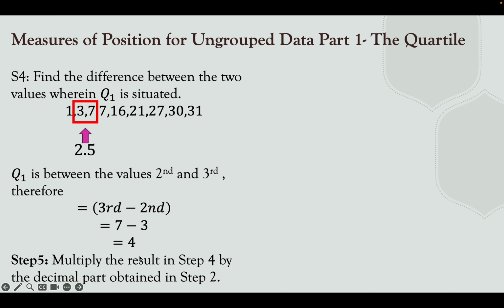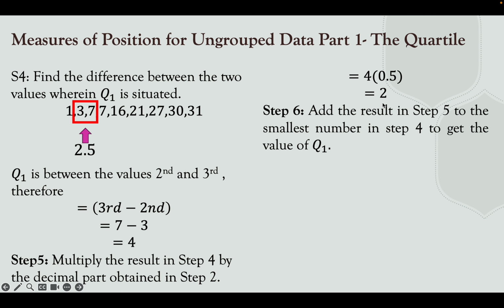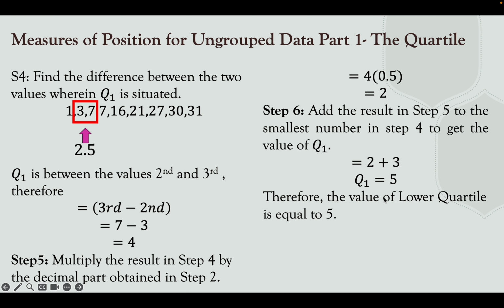Then step number 5, we multiply the result of step number 4 by the decimal part obtained in step number 2. So we have 4 times the decimal part, which is 0.5. So 4 times 0.5, we have 2. And then step number 6, we add the result of step number 5 to the smallest number in step number 4. So 2 plus the smallest number, which is 3, we have 5. That means the exact value of your lower quartile is 5. Therefore, the value of the lower quartile is equal to 5.